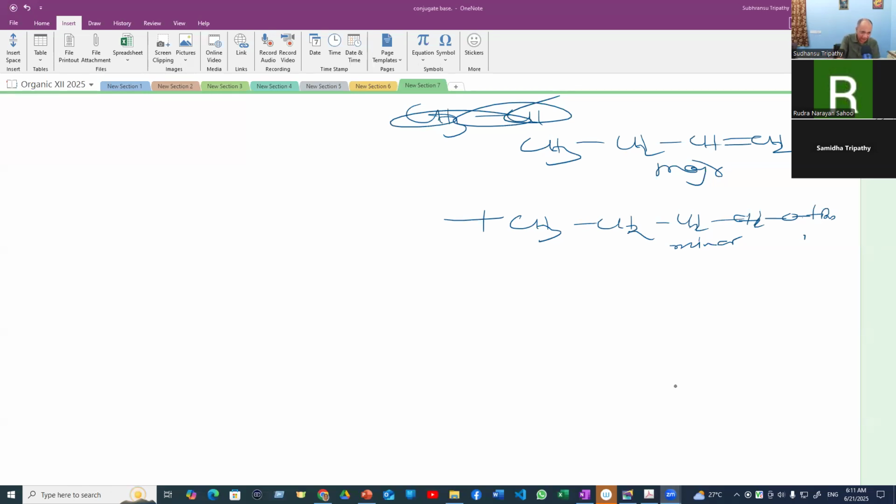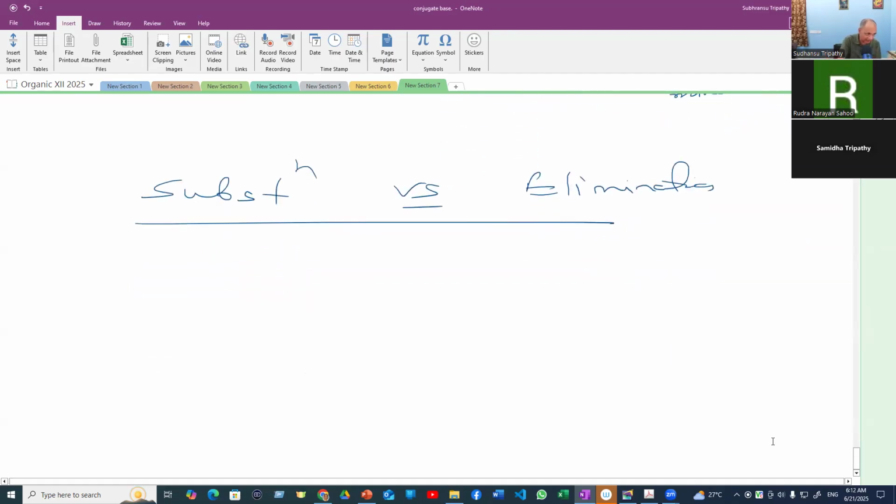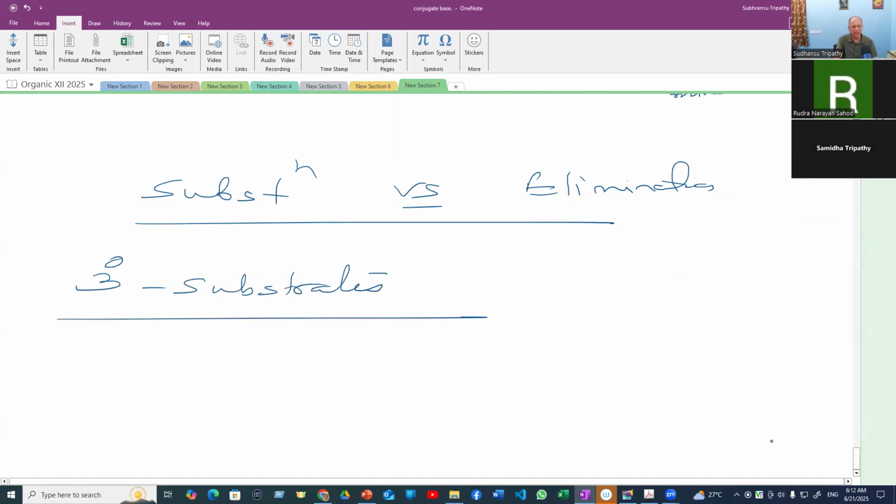Welcome back. Then we talk about substitution versus elimination. We shall be grouping only in case of alkyl halides, or like tosylates, which have good leaving groups. Let us talk only about 3-degree substrates. In SN2 and E2, we already know the order. But here we will talk only about 3-degree substrates.